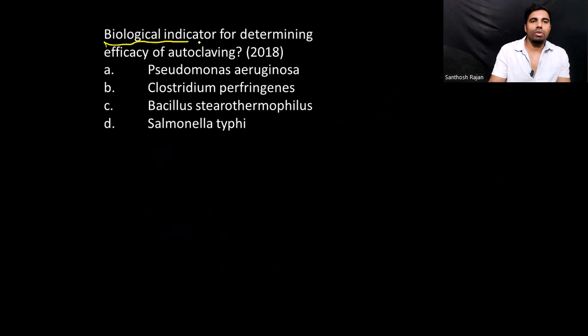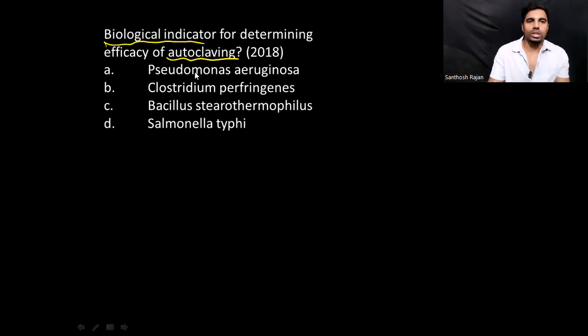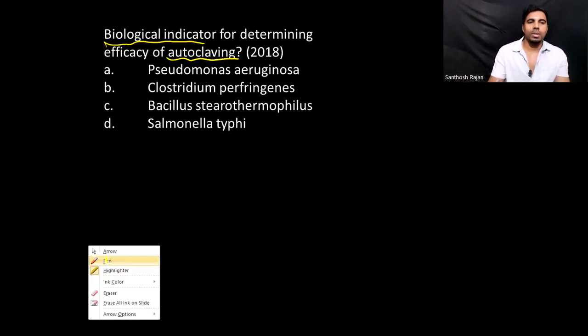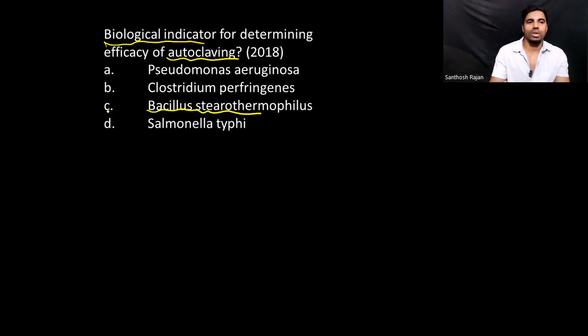The biological indicator for determining the efficacy of autoclave. You know, right? So for autoclave, you see Pseudomonas aeruginosa, Clostridium perfringens. I never heard anywhere of Pseudomonas aeruginosa or Clostridium perfringens. Clostridium may be used, tetani and other things, but not perfringens. And we have basically Stearothermophilus and Salmonella. Salmonella definitely we never use. So you know the answer. This is a mandatory question you must be knowing. Bacillus stearothermophilus. This is the answer.